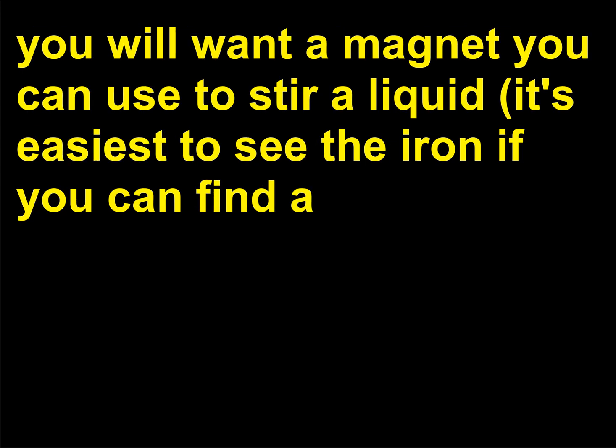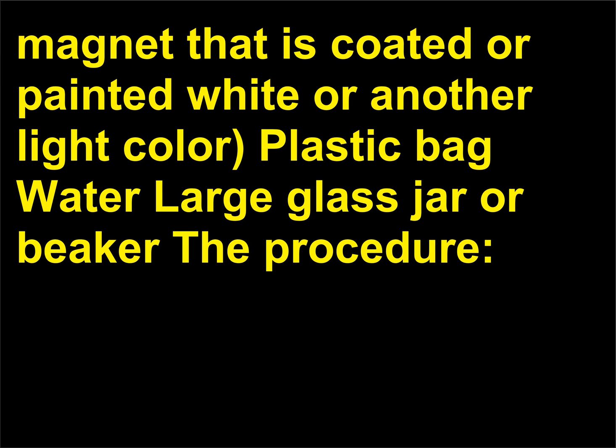For the breakfast cereal experiment, you will want a magnet you can use to stir a liquid. It's easiest to see the iron if you can find a magnet that is coated or painted white or another light color. You'll also need a plastic bag, water, and a large glass jar or beaker.